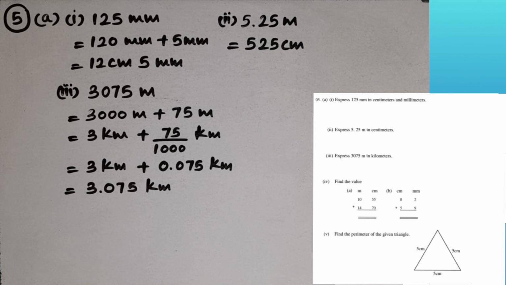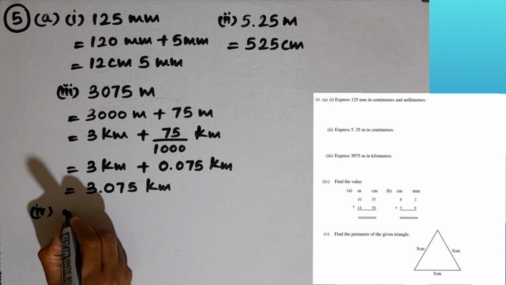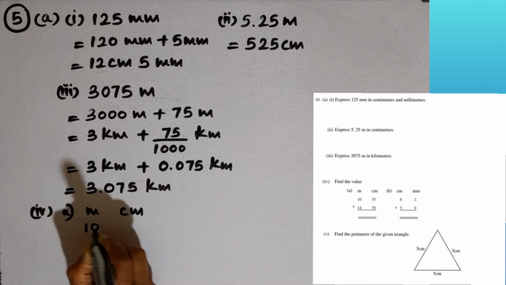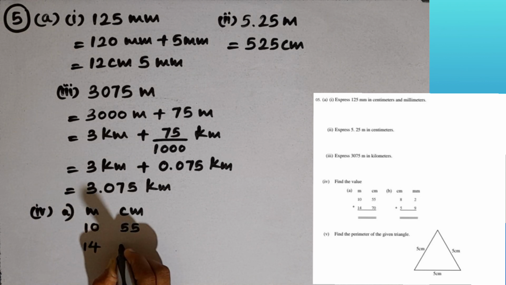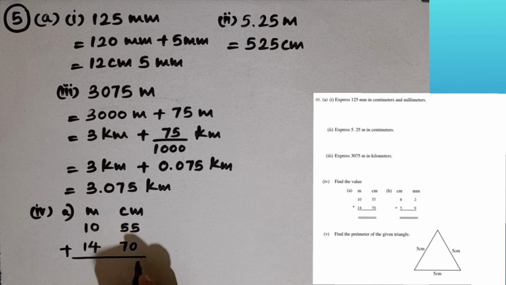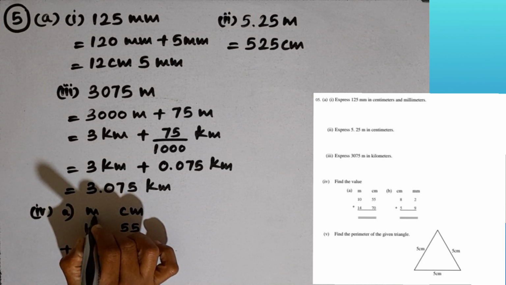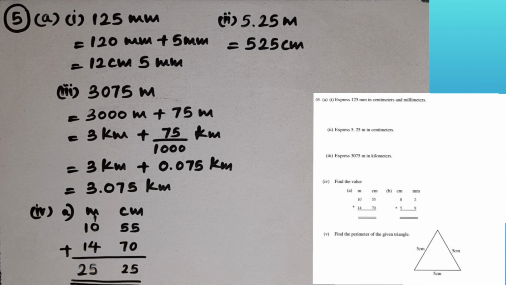Then in the fourth question, we are given to find the value. Meters, centimeters. 10 meters 55 centimeters plus 14 centimeters, 14 meters 70 centimeters, addition. If you add these, you get 125 here. We can't keep 125 as the maximum value here is 99. So we have to take 100 centimeters to the meters side as 1 meter. So now 4 plus 1 is 5, 1 plus 1 is 2. 25 meters 25 centimeters is the answer.